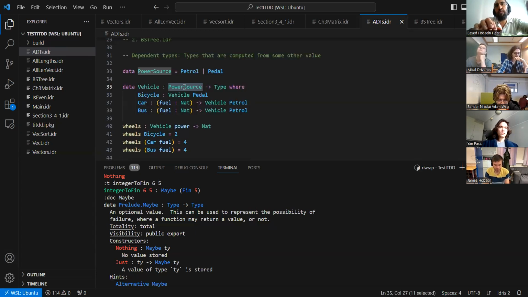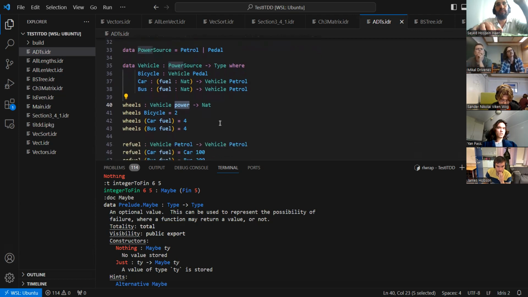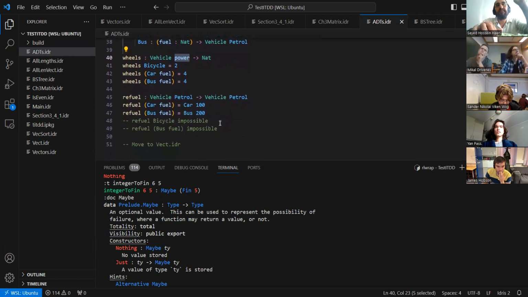Now, provided that you want to, for example, work out the number of wheels of vehicles with whatever source of power there is, then this is how you would do it. I mean, this is more or less something you would expect. Now, here is a bit of an unexpected thing.